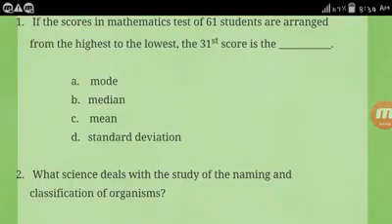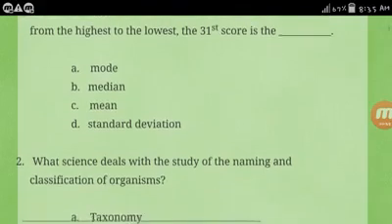Here I have a reviewer for general education, and this covers science, math, English, and general information. Okay, so number one: if the scores in a mathematics test of 61 students are arranged from the highest to the lowest, the 31st score is the blank. The answer here is median, because if you arrange a given set of data from the lowest to the highest or from the highest to the lowest, the middlemost datum is our median. Mode here is the most frequent data that appears in a given set of data. Mean is the average. So the answer is letter B, median.